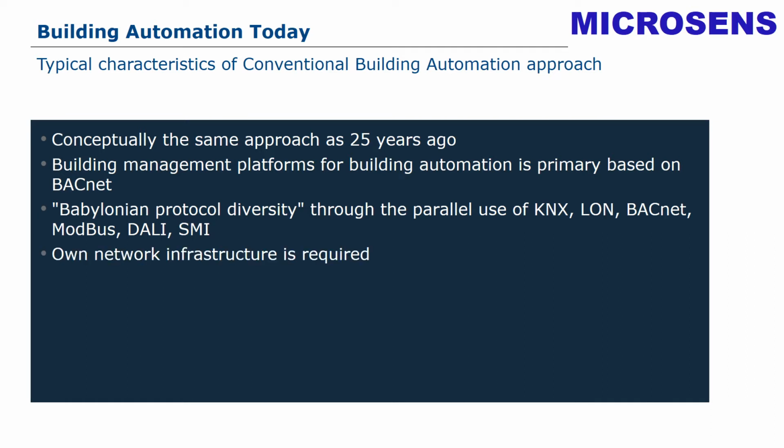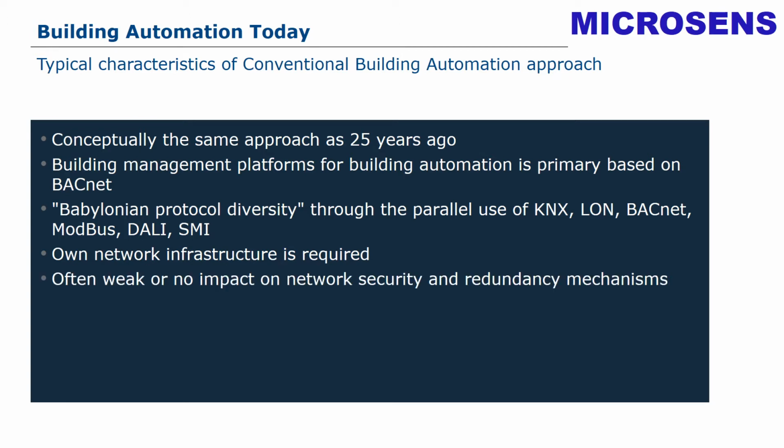Another characteristic is that building automation today needs to run on its own network infrastructure. Why this happens is mentioned in the next characteristic: there is weak or no network security and redundancy mechanism, so the IT section is not willing to include these weakly secured networks in their own network infrastructure.